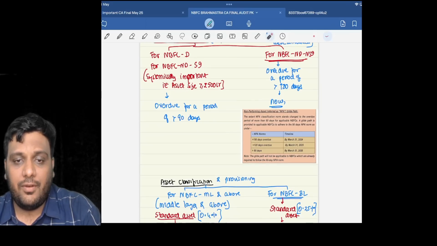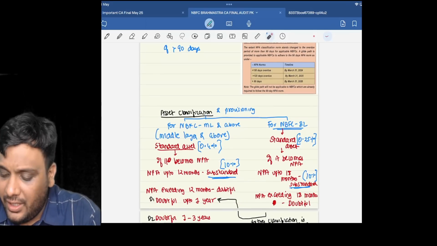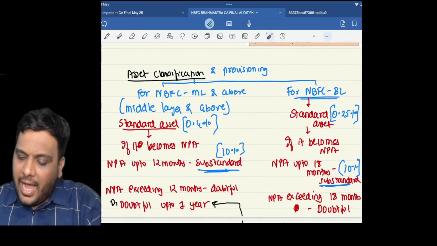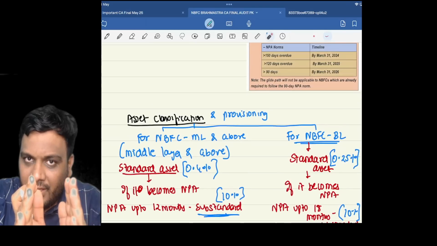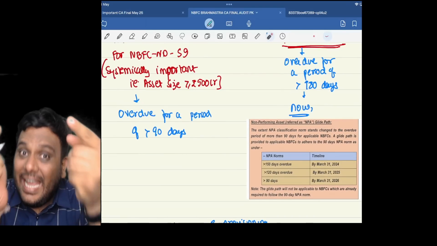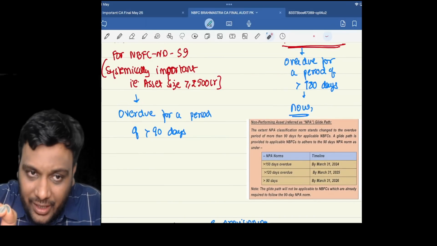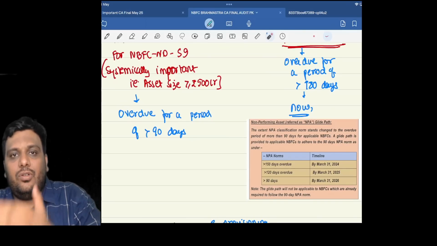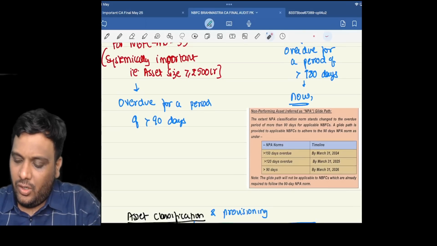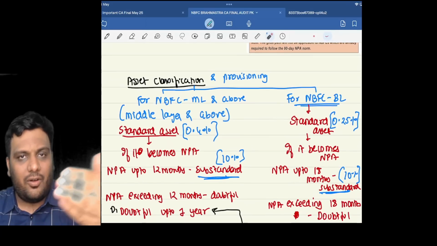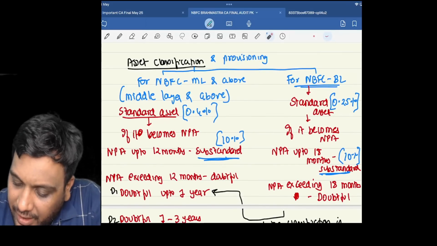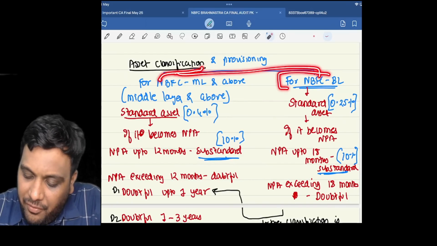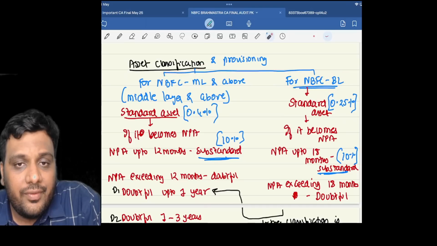Chalo. Now everyone over here, asset classification and provisioning. I already told you about NPA, that is, when an asset will be classified as NPA. Now I am teaching provisioning. Provisioning will depend upon asset classification. Assets are classified into standard, substandard, doubtful and loss. Correct? Now we have divided this into two parts: for NBFC base layer, and then for NBFC middle layer and above.